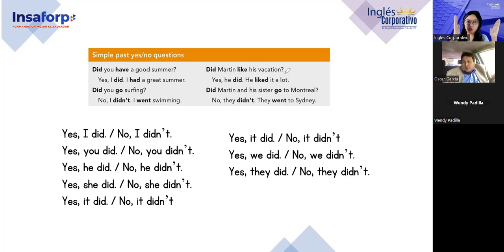Affirmative, short form. Yes, he did. ¿Y cómo entonces la convierto en completa? Vuelvo a afirmar la información. Sí, la disfrutó. Yes, he did. He liked it a lot. He liked his vacation a lot.